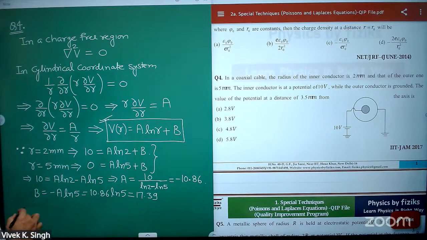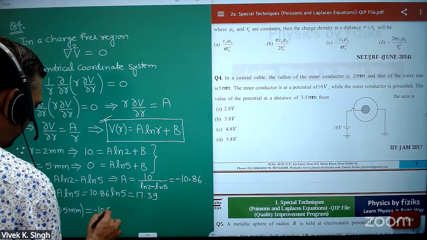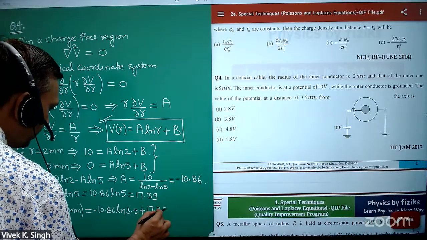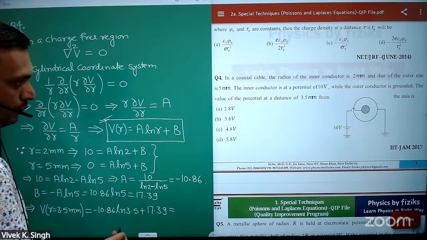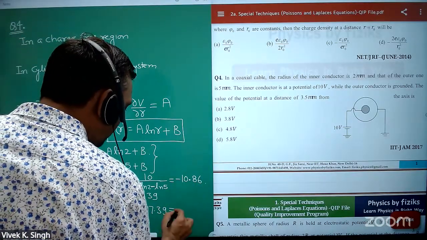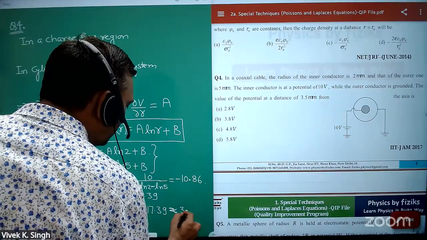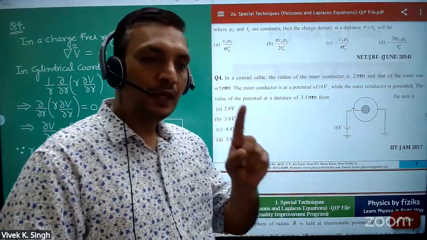Then you should find V at R is equal to 3.5 mm. So this will be A, which is minus 10.86, times ln 3.5, plus B, which is 17.39. Now check the numerical value. A ln 3.5 plus B. If you check the numerical value, the approximate value is 3.8 volt. So it's a matter of calculation, and I have discussed the case of one dimension only.